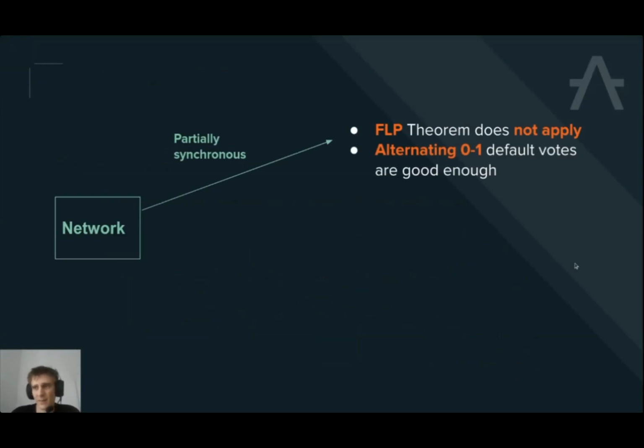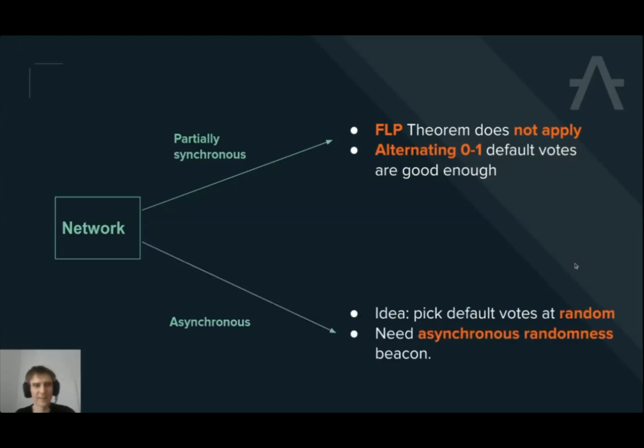The protocol is fully described. You don't need to change anything, you don't need to add any other components. However, if you are interested in an asynchronous protocol, which is more of a theoretical interest, but still, to go around the FLP theorem, you need randomness. So you need to use default votes which are unpredictable even to the adversary. And for that, we need an asynchronous randomness beacon.